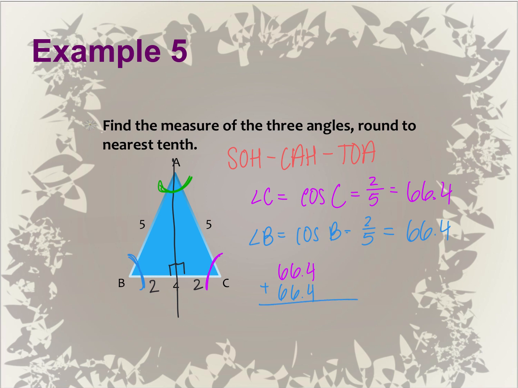You're going to get 132.8. And then subtract that from 180. 180 minus 132.8. And solving it, you're going to get 47.2. So angle A equals 47.2 as your answer for angle A. Questions on this one?